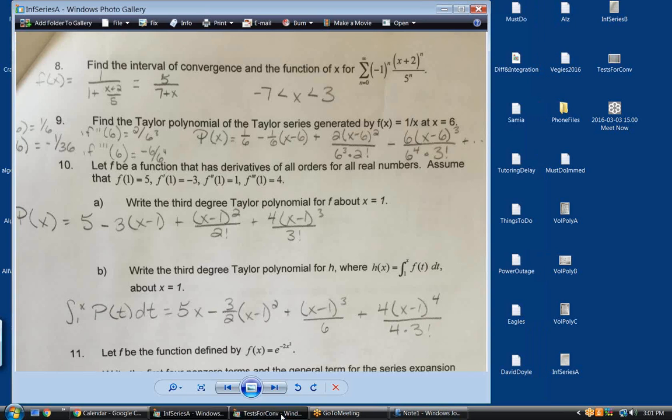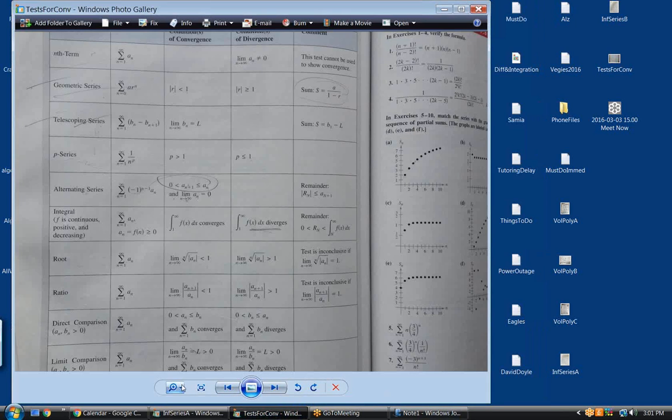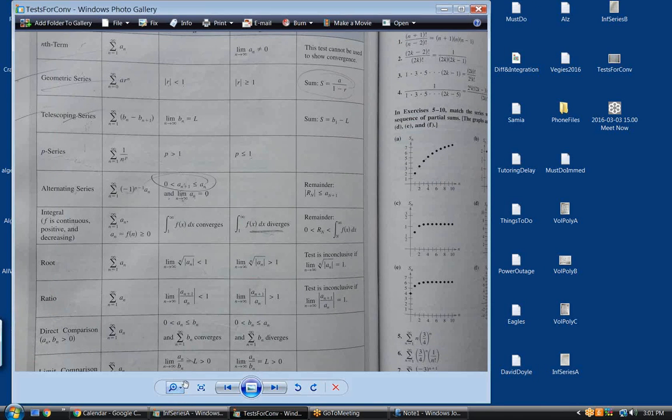I do have one question. My other calculus book has a great page that has all 10 tests for convergence. Starting with the nth term, I know you've had that one. Geometric series, I know you've had that one. Telescoping series? We have not had that one. P series? Yeah, I think it's mostly P and the geometric that we'll be using.